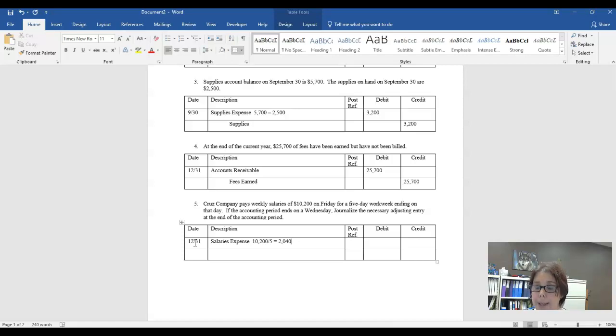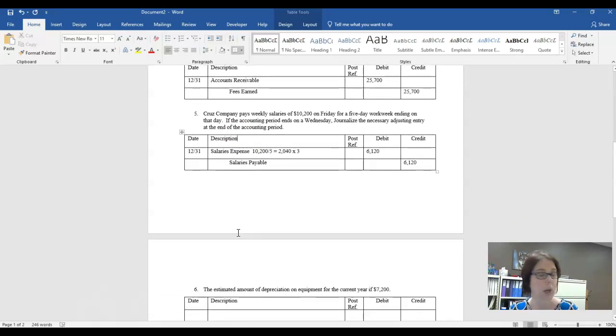If it ends on a Wednesday, but I don't pay until Friday, I need to expense out Monday, Tuesday, and Wednesday salaries because the employees have earned it, and it is an expense to us. We will do salaries expense and salaries payable for $6,120. I won't go into everything else that we will do for this transaction, but note that then Friday we will reduce that salaries payable account down. But I don't want to get too far in advance, so we'll experience that transaction more.